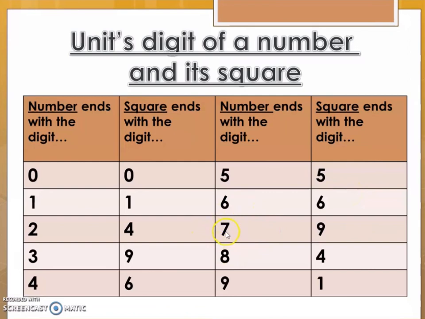7 7s are 49. So if a number ends with 7, the square of that number will end with 9. 8 8s are 64. So if a number ends with 8, the square of the number will end with 4. And 9 9s are 81. So if a number ends with the digit 9, square of that number will end with the digit 1.